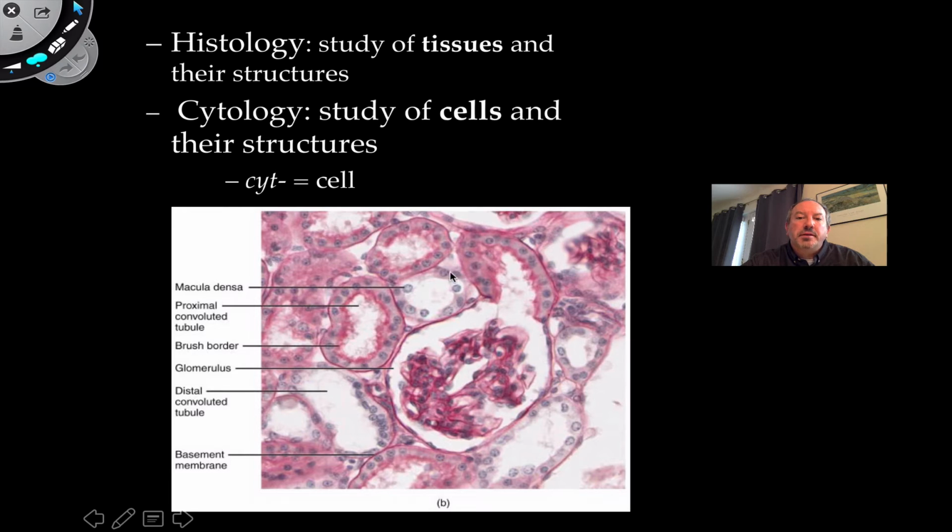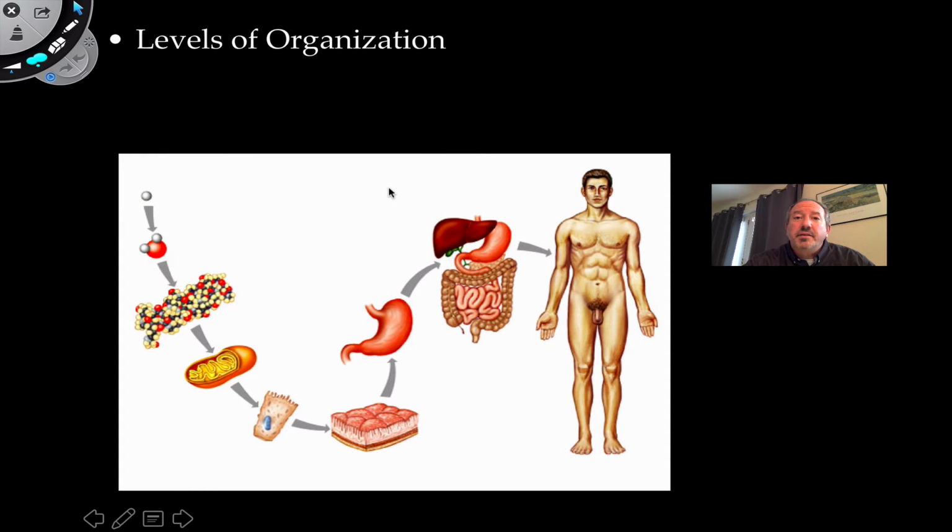Cells that are common, that look similar and have a similar function, are referred to as tissue. And so a lot of times we'll be looking at tissue in anatomy and physiology. And sometimes we need to look at individual cells to see what's going on. And so the study of tissues is histology, the study of cells, cytology. Cyte meaning cell.